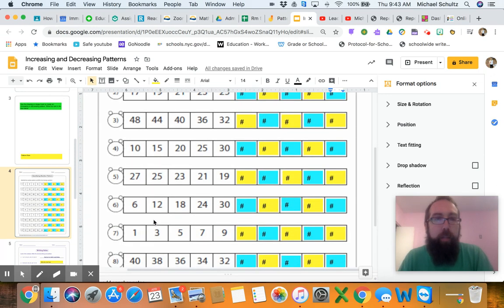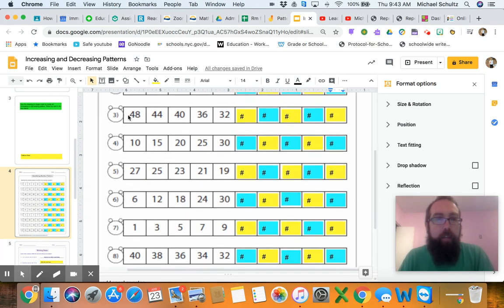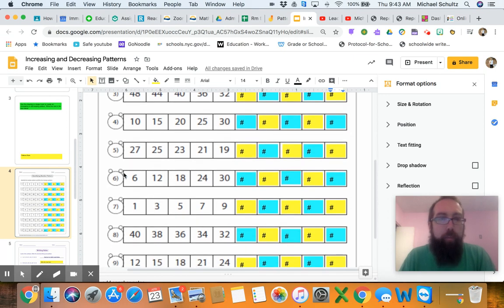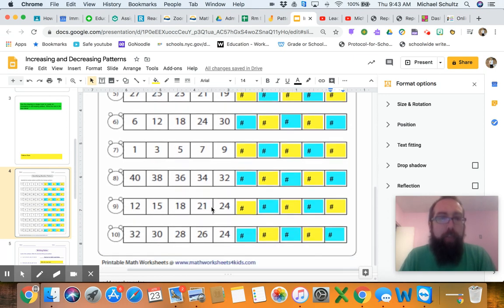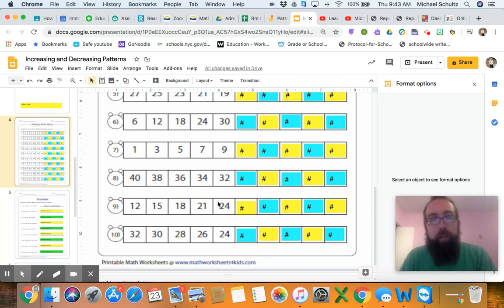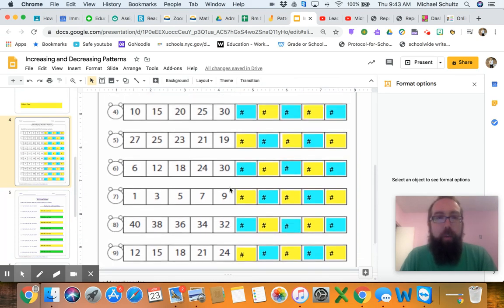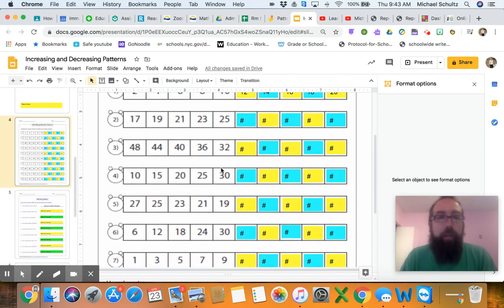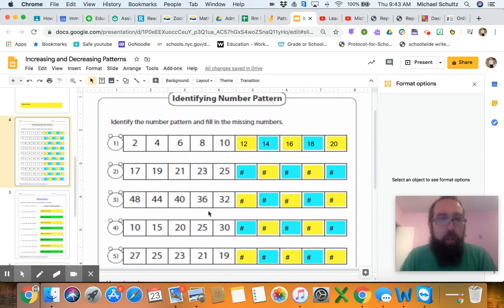So what you're expected to do is look at all these different patterns, and all of them are a little bit different. This one here is a decreasing pattern. So we've got some increasing and decreasing patterns that all depend, they're not all increasing by 2. The first one is, but they're not all. So take a look at them, and try and fill in those blue and yellow spaces as best you can.